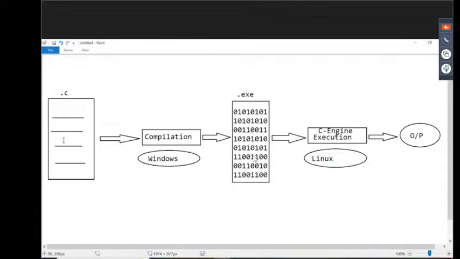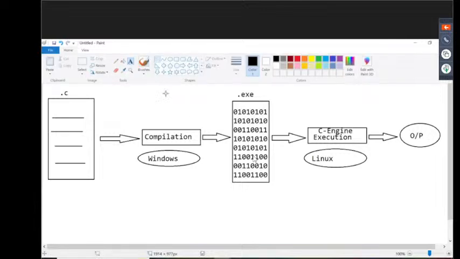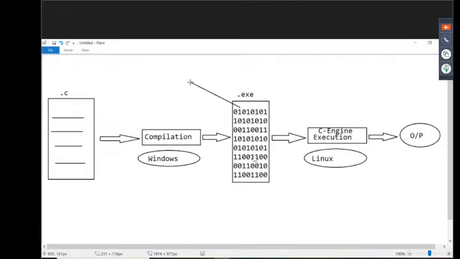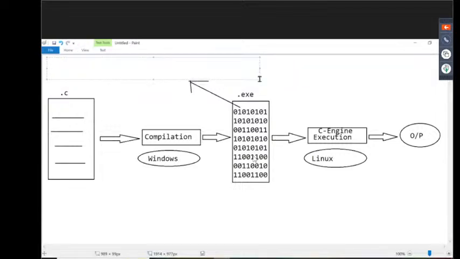I have written a C program. I'm trying to compile my C program on which operating system? My local operating system is Windows. Now we got a .exe file. Understand it clearly. What is the nature of this .exe file?